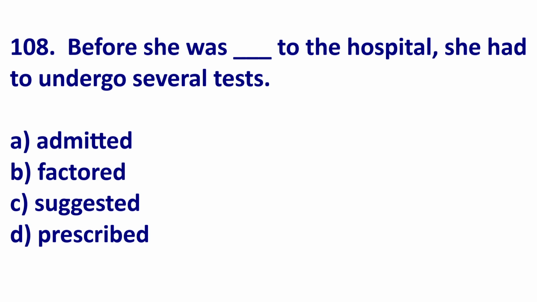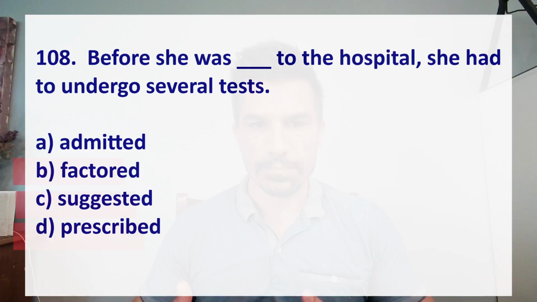So let's go back and look at this TOEIC question. Before the doctors admitted her to the hospital, so they said, "you can enter." Passive voice: before she was admitted, you can say "by the doctors," you can take it out though, to the hospital. So once again, the best answer is admit because a hospital will admit patients. They will allow them to enter. So patients will be admitted.